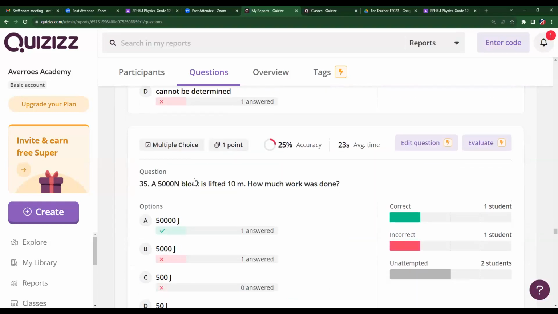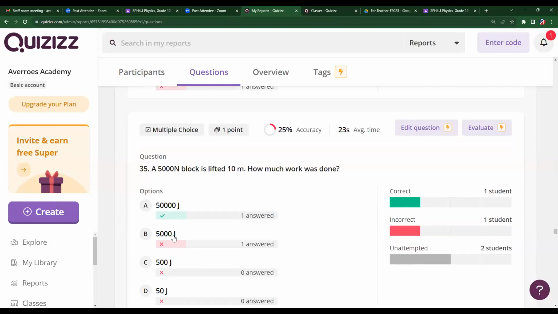You have the weight of the block and it's lifted 10 meters. How much work is done? Work is force multiplied by displacement and the cosine of the angle between them. If force and displacement are in the same direction, the cosine equals 1, so we don't need to worry about this. But when there is an angle between force and displacement, you use the cosine of the angle. So you have force, you have distance, you multiply them, and get that amount.